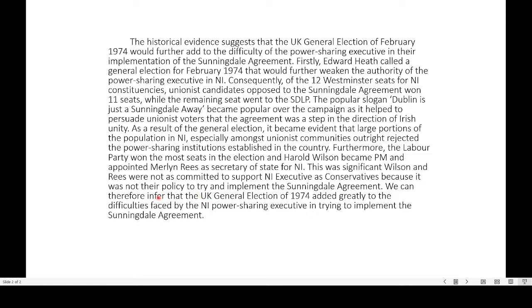We can therefore infer that the UK general election of 1974 added greatly to the difficulties faced by the Northern Ireland power-sharing executive in trying to implement the Sunningdale Agreement. Once again, you can see the word difficulty twice. When I'm making my first point, then I provide evidence, I explain my evidence, and I link it back to the question that's been asked.